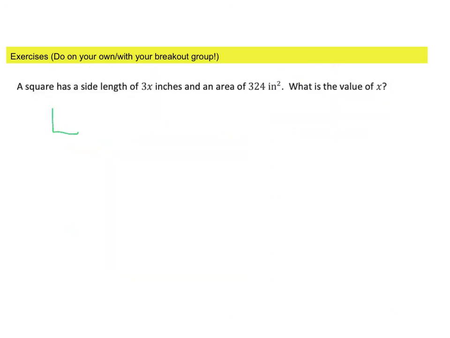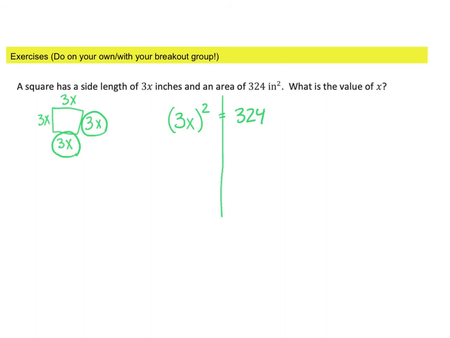So it says a square has a side length of 3x inches. Now if this is a square, then all sides are 3x inches, right? And the area is 324 inches. That means that this times this, or 3x squared, equals 324. So I have 3x squared equals 324. So this is my equation, okay?